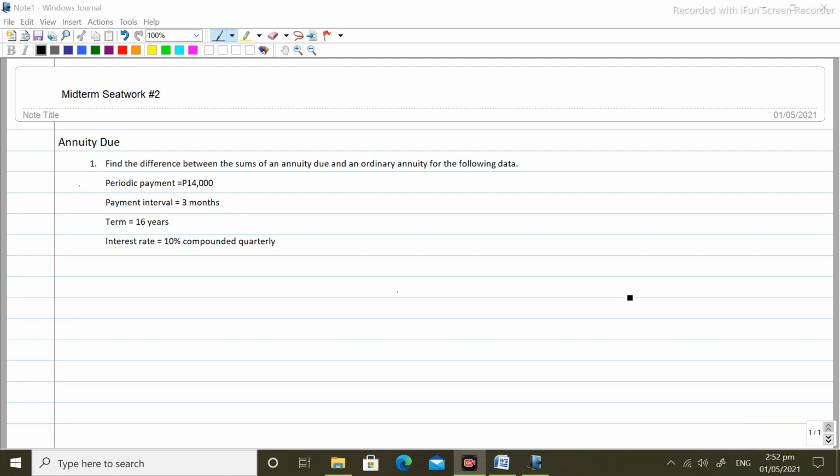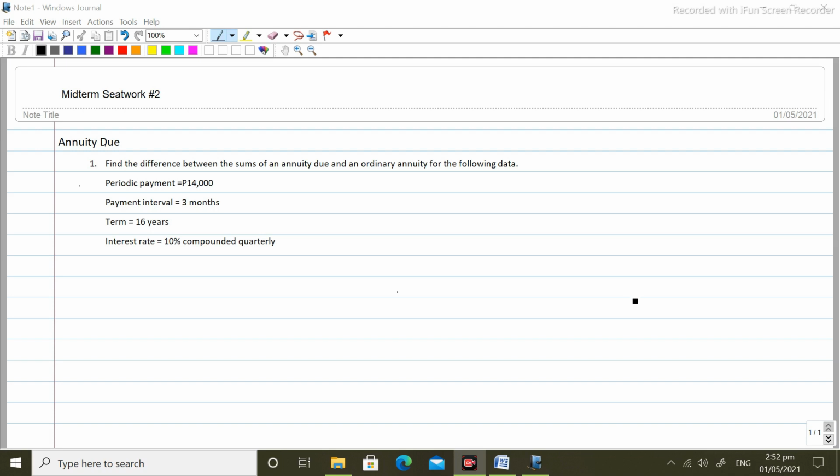Midterm Seatwork number 2. Annuity due, problem number 1. Find the difference between the sum of an annuity due and an ordinary annuity for the following data. Periodic payment is equal to 14,000. Payment interval 3 months, term 16 years, and interest rate compounded quarterly with a value of 10%.